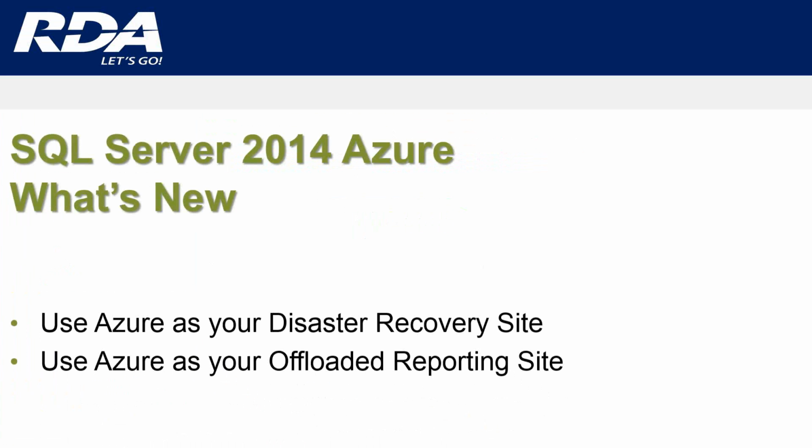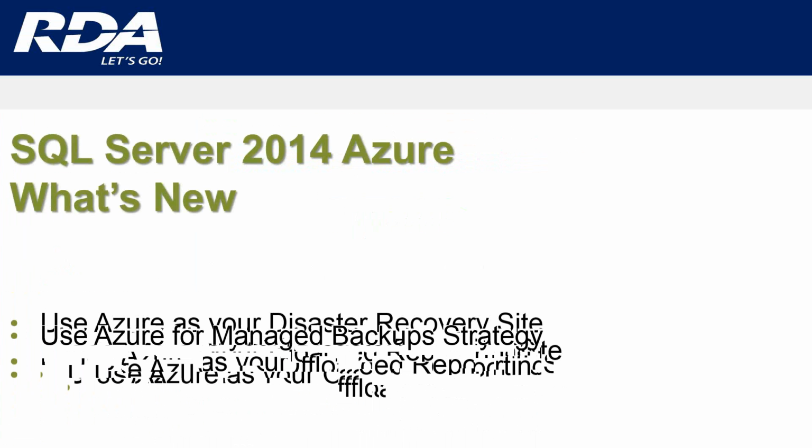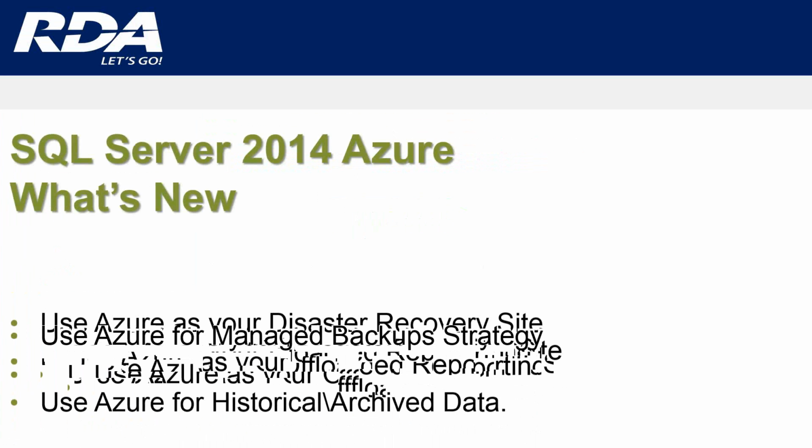The second thing we talked about today was using Azure as your offloaded reporting site. And again, this also uses SQL Server 2014, an Azure VM, and always-on availability groups with your secondary setup for read-only access. Another one is using Azure for your managed backup strategy. Lastly, we had using Azure for your historical and archive data, using the Azure-based SQL Server data files and partitioning.